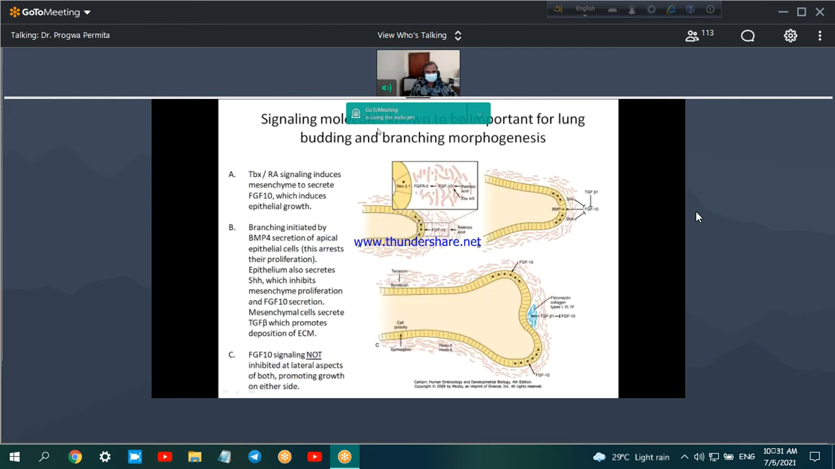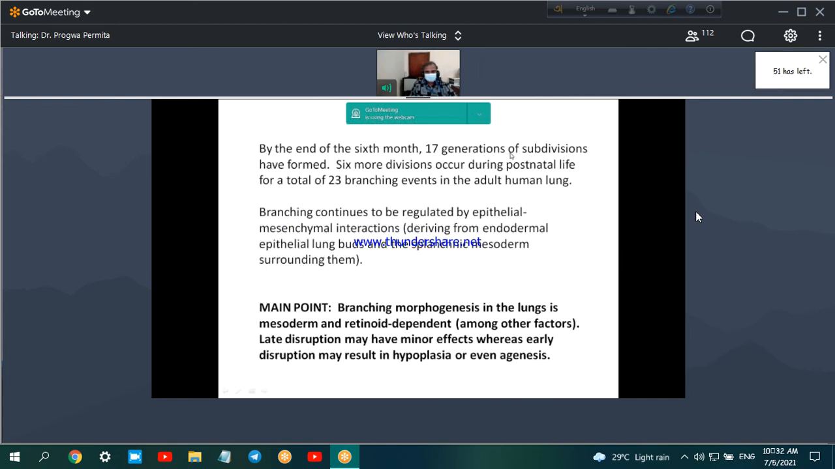These are the genetic signals for lung growth. The transforming growth factor and BMPs play major roles in the signaling. Going into details, by the end of 6 months, 17 generations of subdivisions are formed. Six more divisions occur during postnatal life, for a total of 23 branching events in the adult human lung. Branching continues to be regulated by epithelial-mesenchymal interactions, derived from the endodermal epithelial lung bud and the mesenchyme.